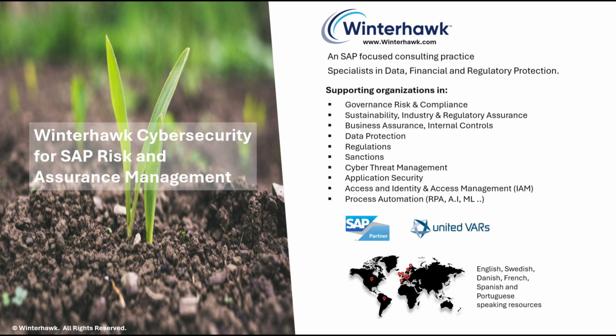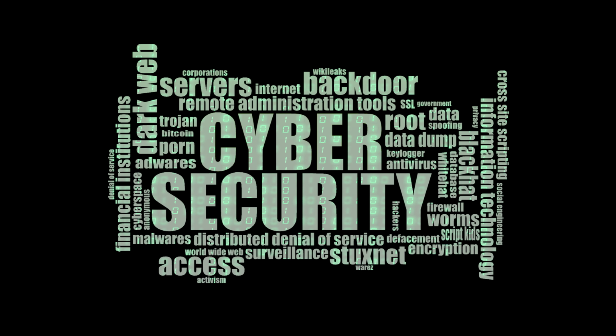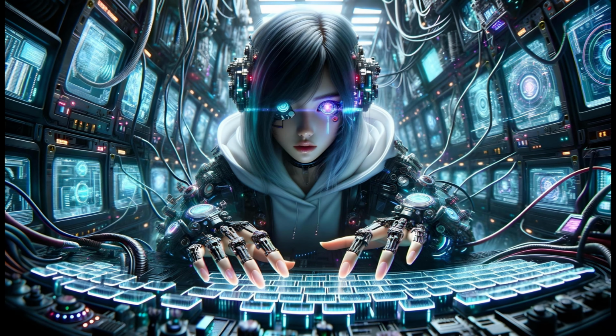This is a Winterhawk video showing how SAP Risk and Assurance Management, or RAM, can be used to manage risks and controls for cybersecurity, data privacy, and incident reporting. There are a number of cybersecurity-related regulations around the world. They emphasize risk management, incident reporting, and governance, requiring organizations to implement robust security controls.